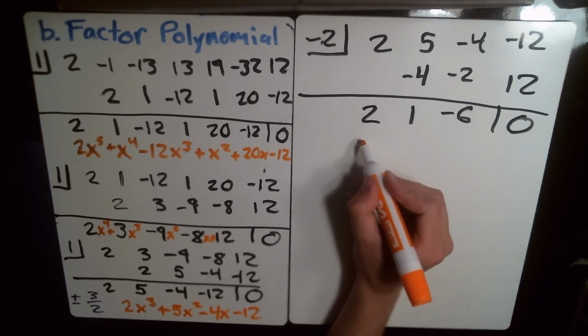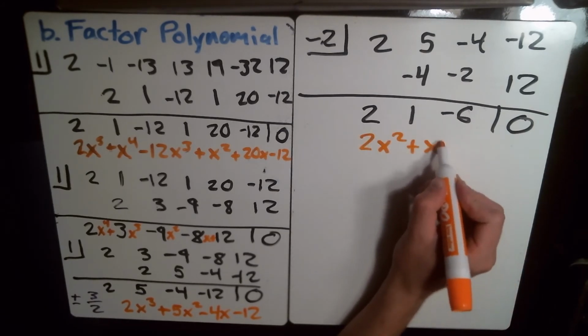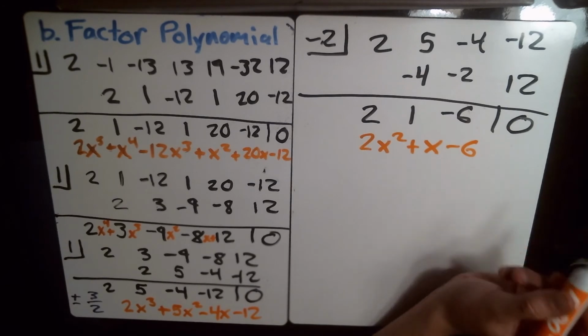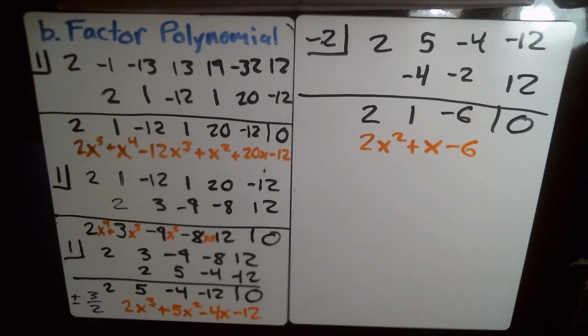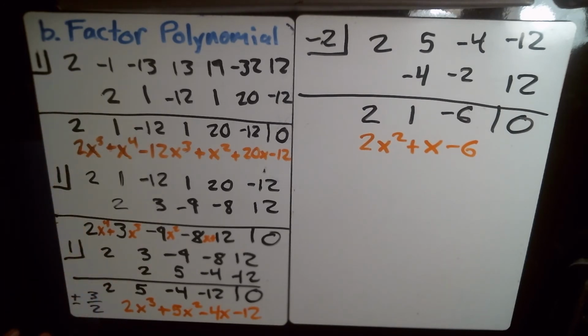Okay. So we now are at a very nice point of our process. We are at a quadratic. We've got 2x squared plus x minus 6. This is the polynomial we ended up with. So far we know there's a repeated root of 1 three times. There's a negative 2 as a root.